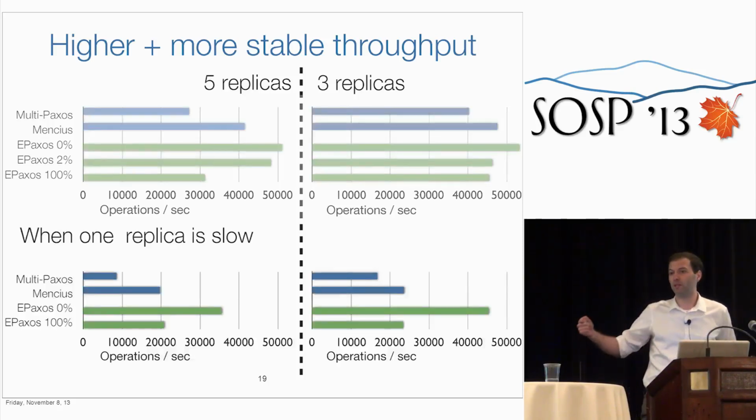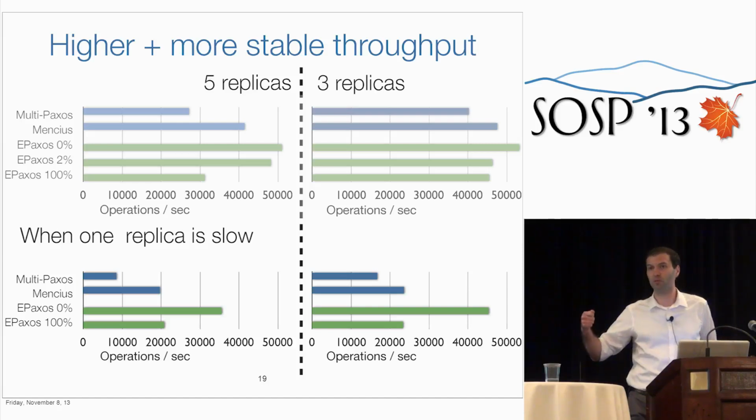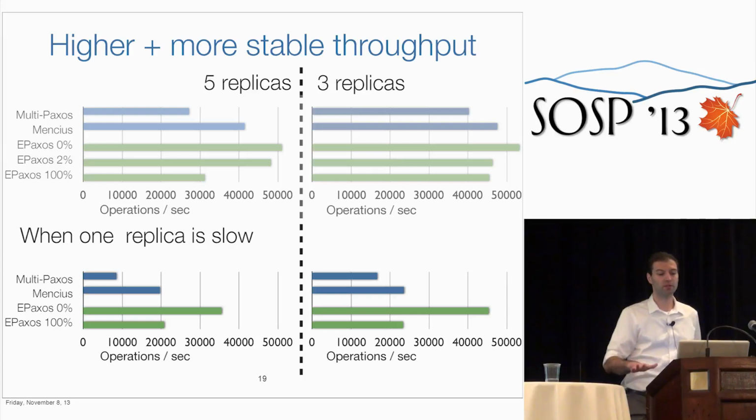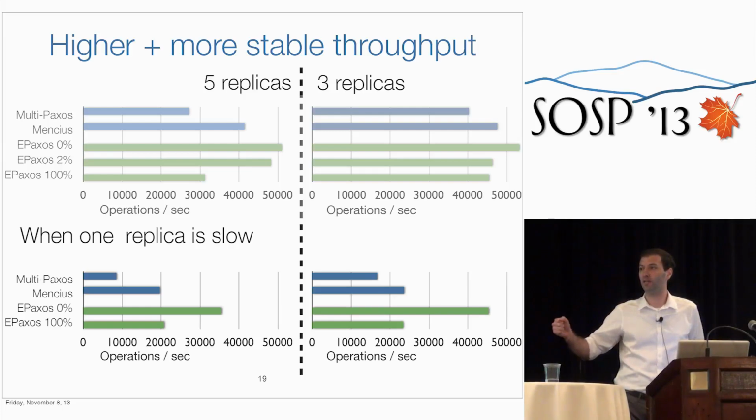Furthermore, when a replica is slow, in our experiments, one of the replicas experienced high contention for its CPU. The throughput, the performance of EPaxos degrades much more gracefully because we have the flexibility to avoid a minority of replicas that are slow.